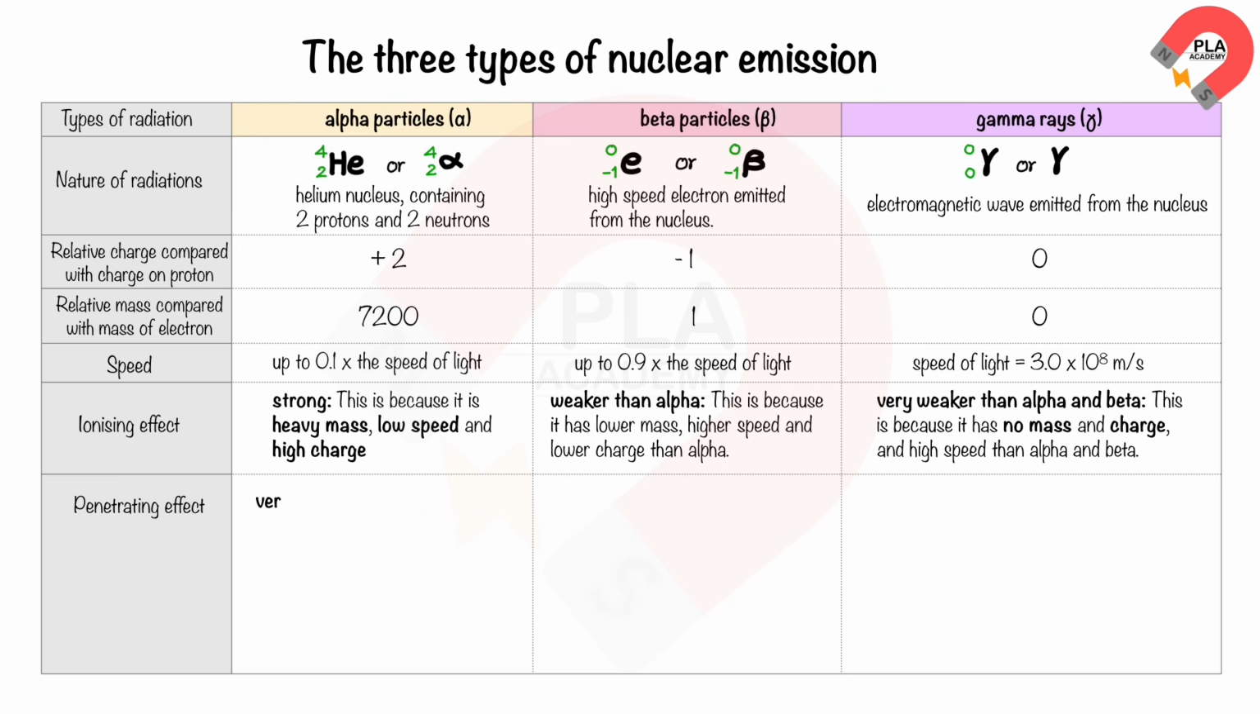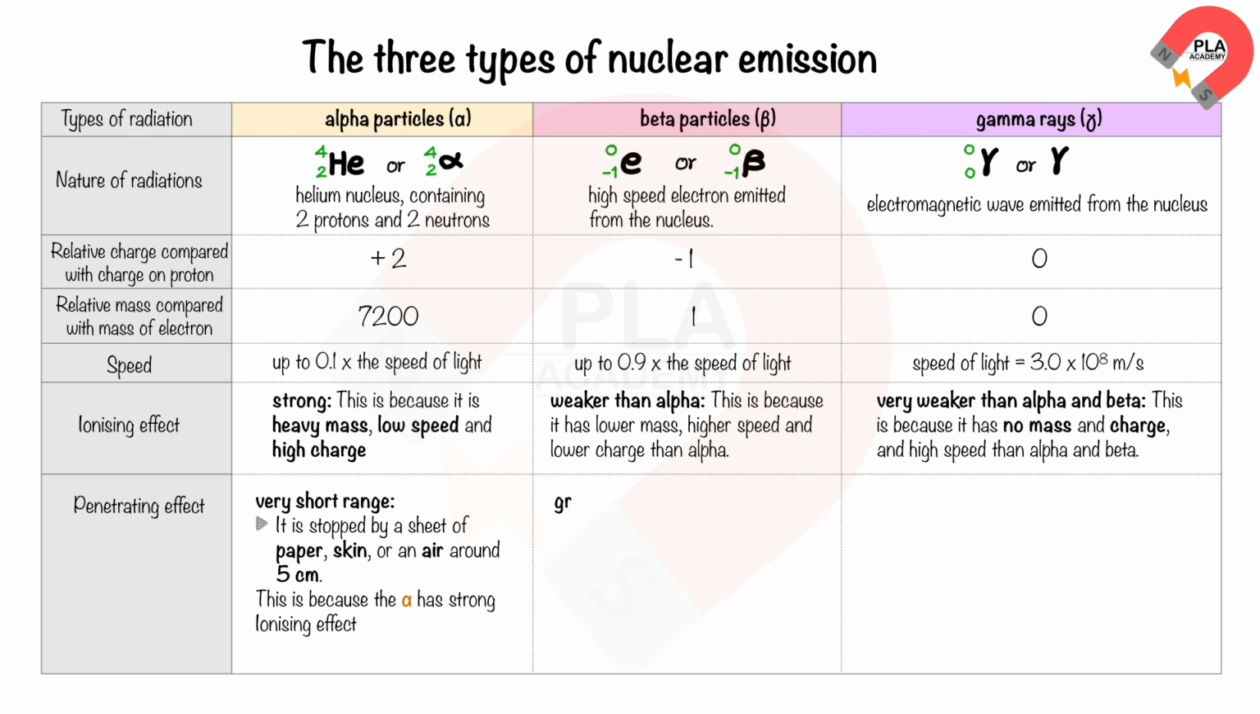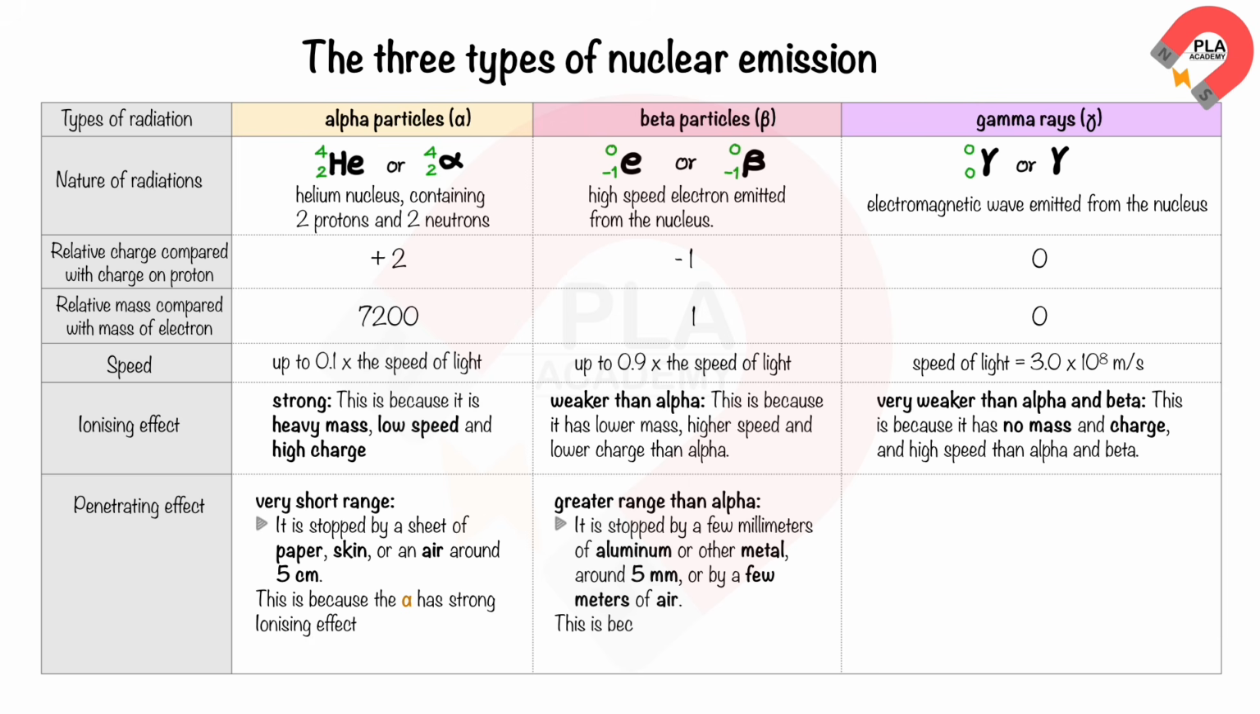Penetrating effect of alpha is very short range. It is stopped by a sheet of paper, skin, or a few centimeters of air, around 5 centimeters. This is because the alpha has strong ionizing effect. Penetrating effect of beta is greater range than alpha. It is stopped by a few millimeters of aluminum or other metal, around 5 millimeters, or by a few meters of air. This is because the beta has less ionizing effect than alpha.